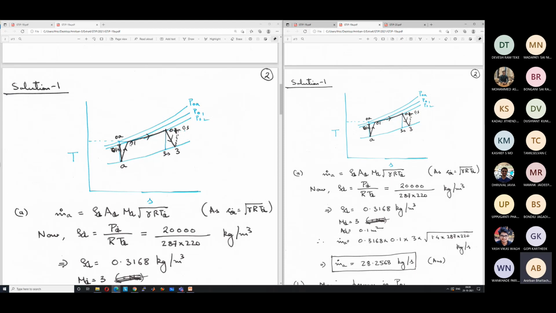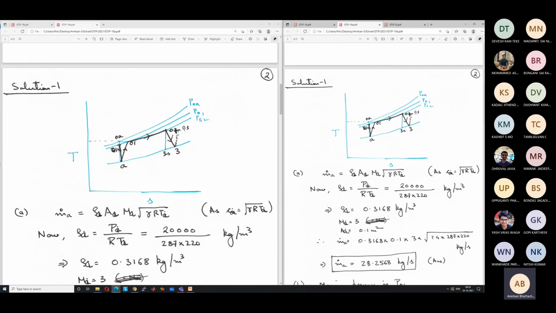From 01 to 02 is the heat addition in the combustion chamber. Ideally, it should have been constant pressure, but because there is a little bit of pressure loss, 4% pressure loss, we have shown here a pressure drop, going from P01 to P02. Then we have the expansion in the nozzle going from 02 to 3. Again, because the nozzle is non-isentropic, the entropy increases. So instead of going to 3s, we go to 3. And nozzle efficiency we know is defined as T02 minus T3 by T02 minus T3s.